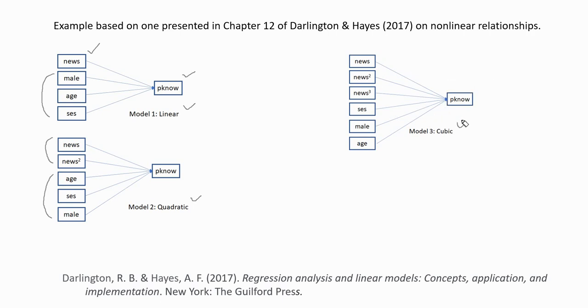The last model, model 3, is a cubic model, and this is not one of particular emphasis in this video, but I'm incorporating it just to show you that you can model higher order polynomial relationships. In this case, we've got news consumption, the square of news consumption, and then the cube of news consumption as predictors of political knowledge.